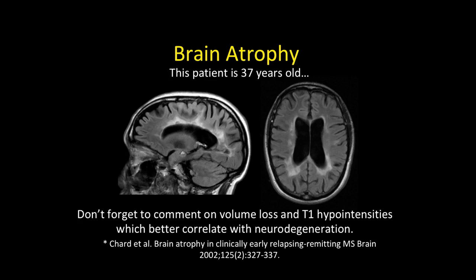And again, don't forget to mention the brain atrophy. This is a 37-year-old patient only, pretty young, with multiple sclerosis, and the volume loss and the T1 hypointensity correlate well with the neurodegeneration.